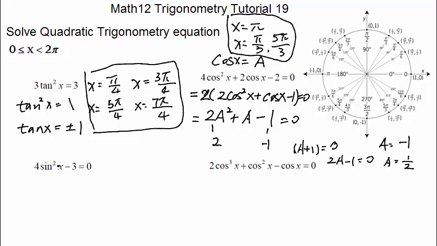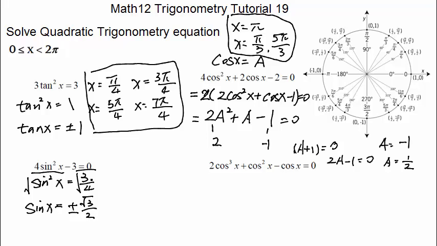4 sine squared x minus 3 equal to 0. So again, trying to isolate sine x. So sine squared x is going to equal 3 over 4, right? I move 3 to the other side and then divide by 4. And then we square root both sides. So sine x is going to equal positive or negative square root 3 over 2.